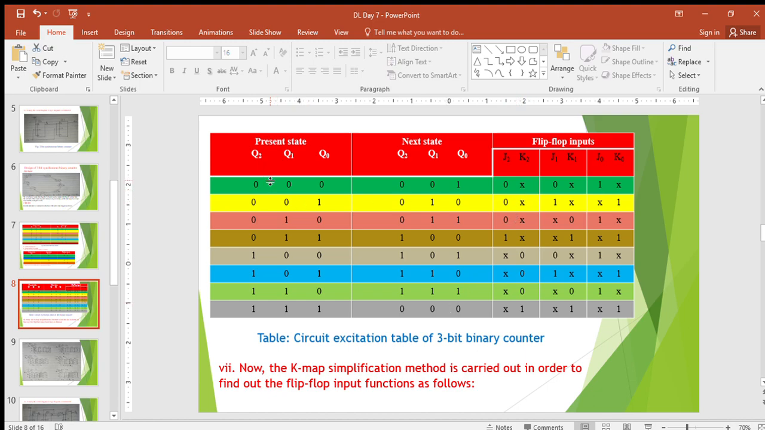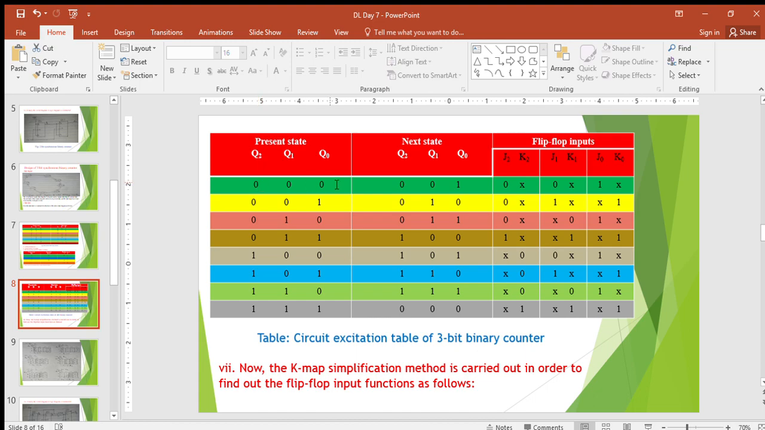Now again, let's see: when the Q2 state has the value of 0 and the next state of Q2 is 0, when 0 is the present state of Q2 and 0 is the next state of Q2, it also poses the same 0 and don't care flip-flop inputs. Okay, as it's the same scenario as the first state.